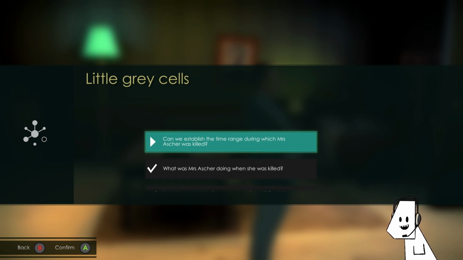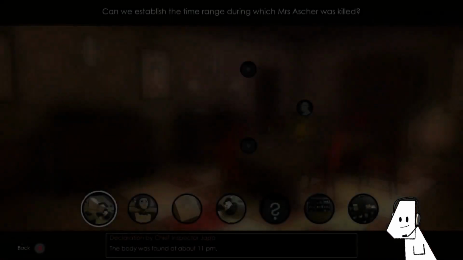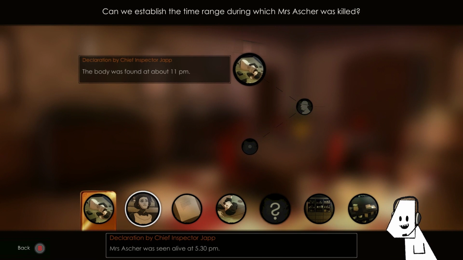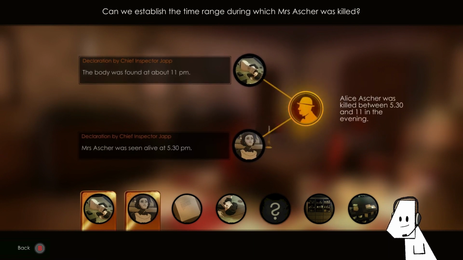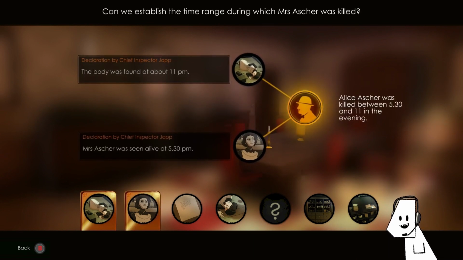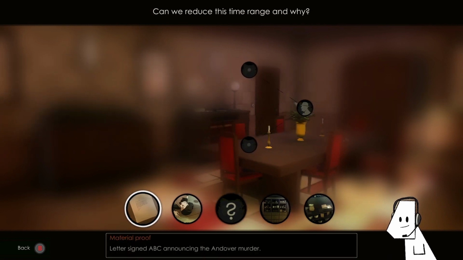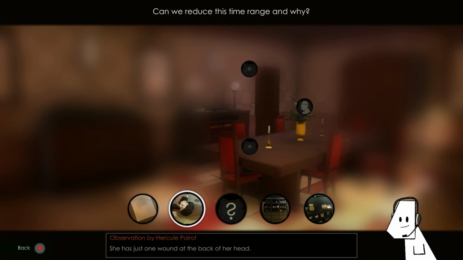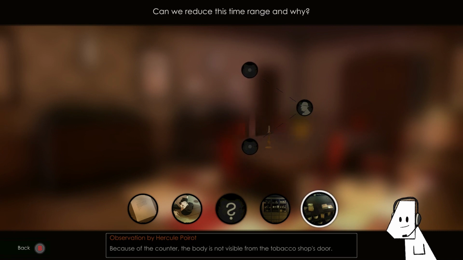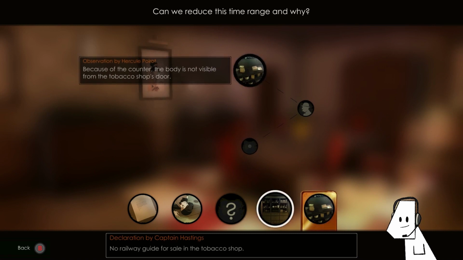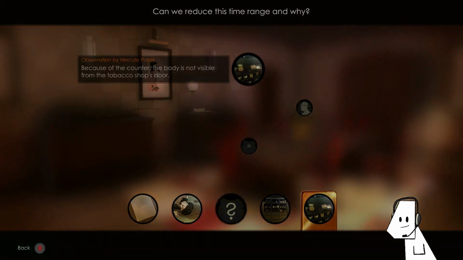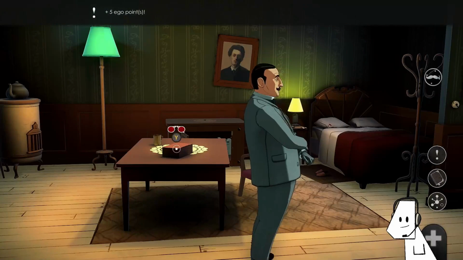Jeez. Can we establish a time range during which Miss Asher was killed? Yes, I think we can. Found at 11, seen alive at 5:30. Asher was known to be killed between 5:30 and 11 in the evening. Can we reduce this time range? Because of the counter, the body was not visible from the tobacco shop doors. I think we're missing one clue. We'll have to find that and then we'll be able to deduce.